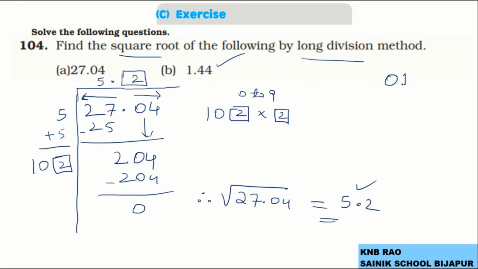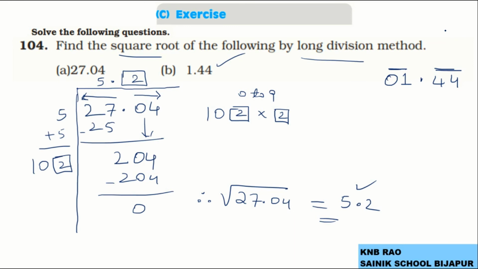I hope you will find the square root of 1.44 through the long division method. For your help, we write 1.44 as 01.44 so that it gets into pair form. Okay, so do it on your own as a part of your homework.